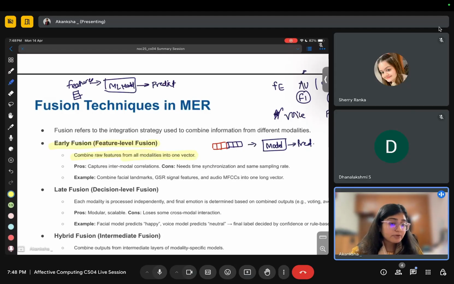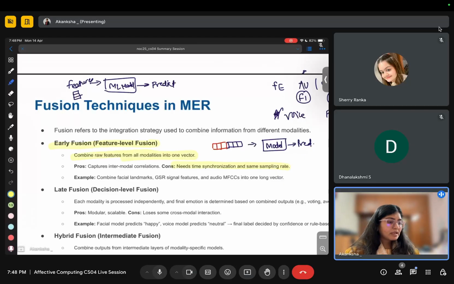So what are the pros and cons? It is a simple approach, but it needs time synchronization and matching sample rates. It should not happen that your voice modality is capturing 1000 points while your facial expression is only capturing 2 points, so per second you are taking only 2 readings but here 1000 readings. So how will you synchronize those? This is a bit of an issue.